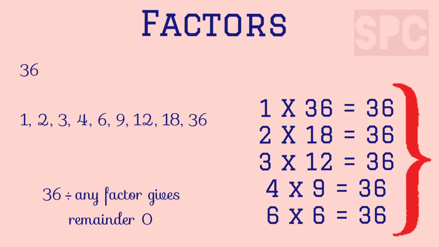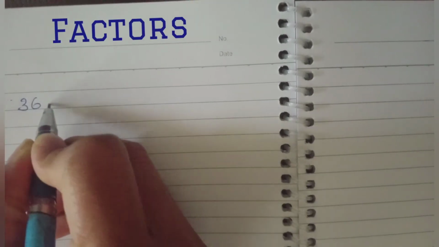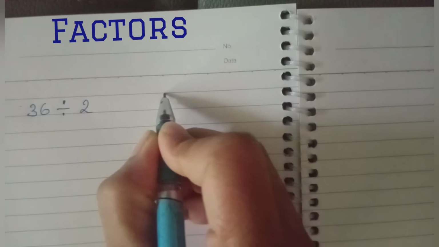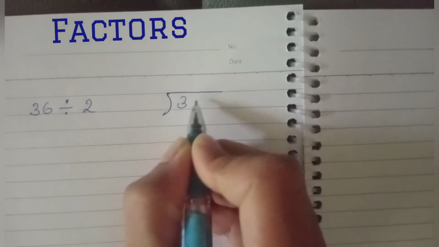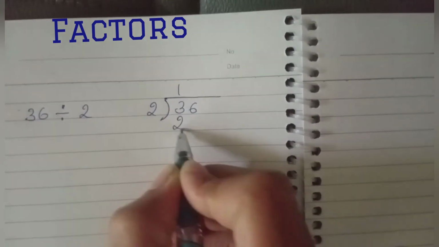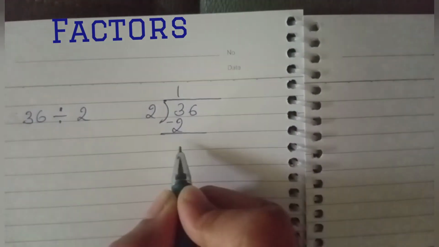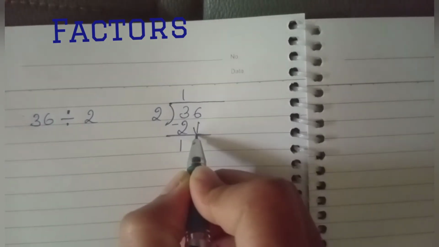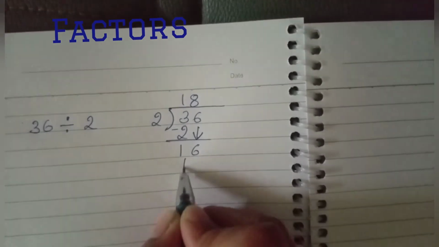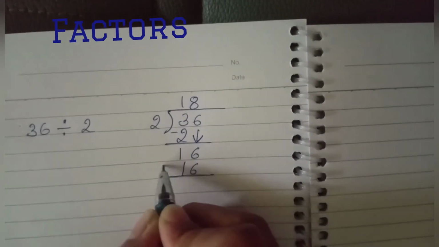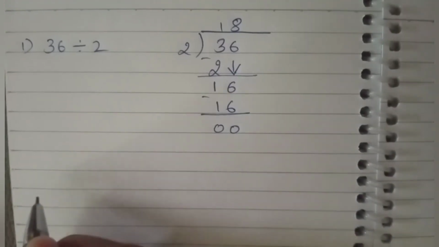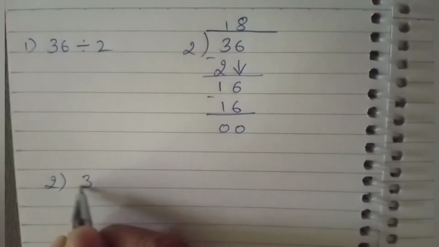Let's do this. Let's divide 36 by 2. When you divide 36 by 2 systematically, step by step, you will get 0 in the remainder. First we will do 2 ones are 2, and then we will subtract 2 from 3, we will get the remainder 1, the 6 will come down, and then we will read the table of 2 again, 2 8s are 16, then 16 minus 16 is 0. So we got 0 in the remainder.